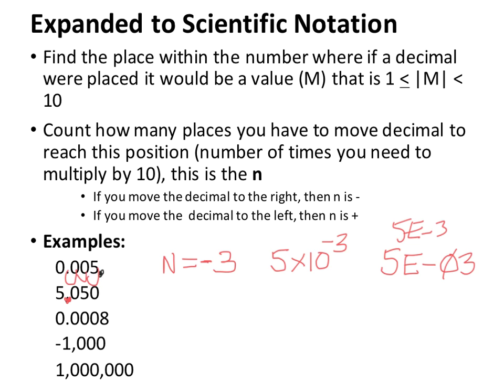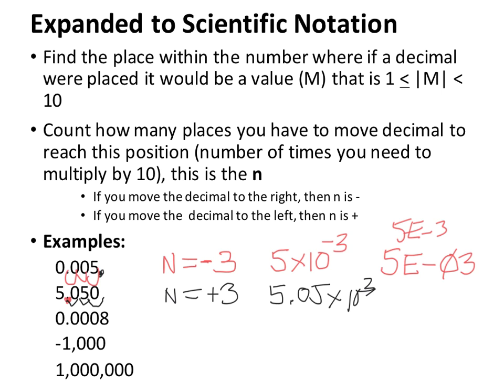Now, how many times do I have to move it? So the decimal was here, so it's 1, 2, 3. I moved it 3 times. So n again is going to be 3. But this time I moved it which way? I moved it from right to left. So I moved it to the left. So that means this is going to be positive. Now I have to write the whole number because it's not just 5 anymore. It's 5.05. So I have to write 5.05 times 10 to the third. That's a 3, sorry.